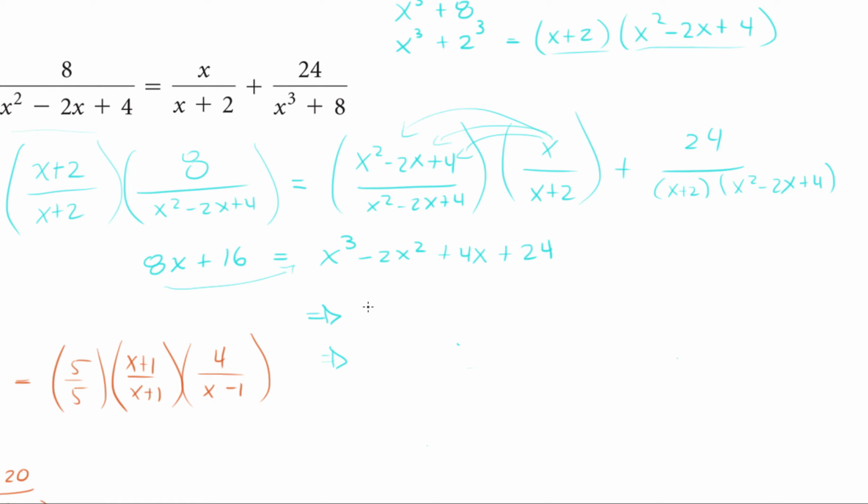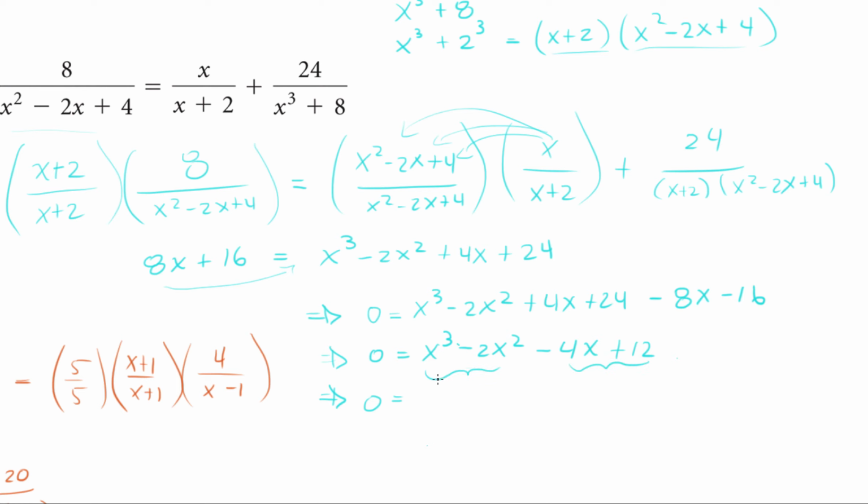Okay, so again, from here, 0 equals x cubed minus 2x squared plus 4x plus 24 minus 8x minus 16. Excellent. So 0 equals x cubed minus 2x squared. 4x minus 8x is minus 4x. 24 minus 16 is plus 12. All right. Now we do the same strategy again. We factor. What can we factor here? We can factor x squared. You're left with x minus 2.